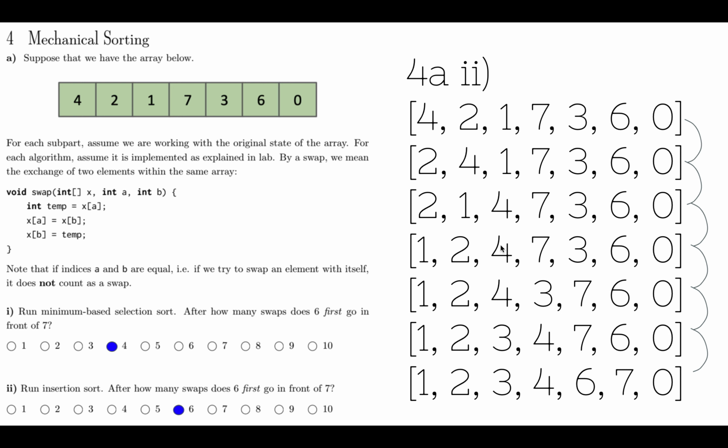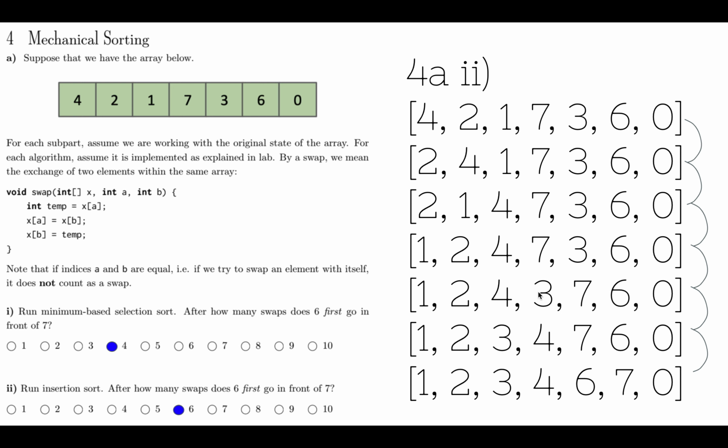So now we have 1, 2, 4. Next is 7. 7 is in correct order because 7 is bigger than its left neighbor, which is good. However, if we move to 3, 3 is smaller than its left neighbor, and because of this, 3 must swap with 7. So in our next step, we swap 3 and 7, so it looks something like this.